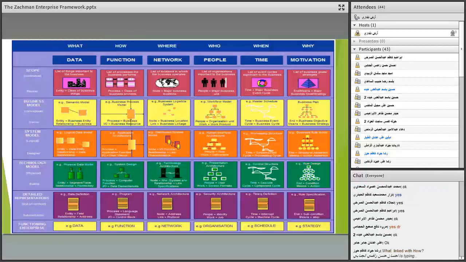The how column, as I said, shows the processes or the functions within the enterprise. What processes are done within the enterprise, and how the data are changed within the enterprise.